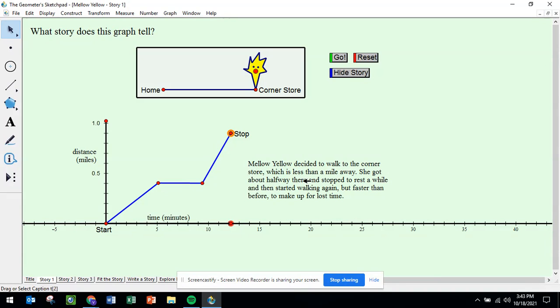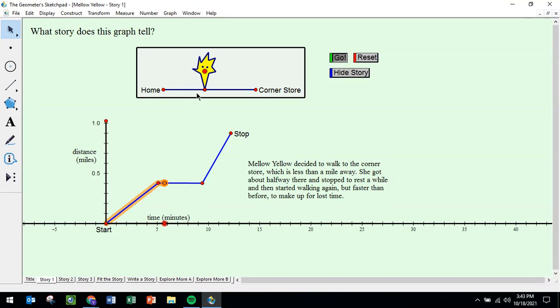I take it back. So she got about halfway there and stopped to rest a while, and then started walking again, but faster than before to make up for lost time. So we are going to play the story. So Mellow Yellow is walking and then stops right here, as you can see, and then speeds up to get to the corner store because of lost time.